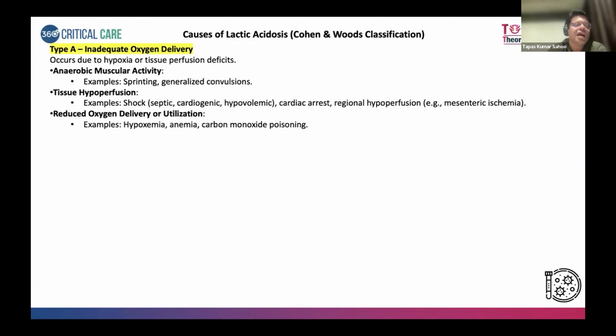and that would be due to anaerobic muscular activity, sprinting, or generalized tonic-clonic convulsions; tissue hypoperfusion like shock, that could be septic, cardiogenic, hypovolemic, post-cardiac arrest, during cardiac arrest; regional hypoperfusion like mesenteric ischemia; and the third one would be reduced oxygen delivery or utilization due to hypoxemia, anemia, carbon monoxide poisoning. So this is type A lactic acidosis, which is inadequate oxygen delivery.